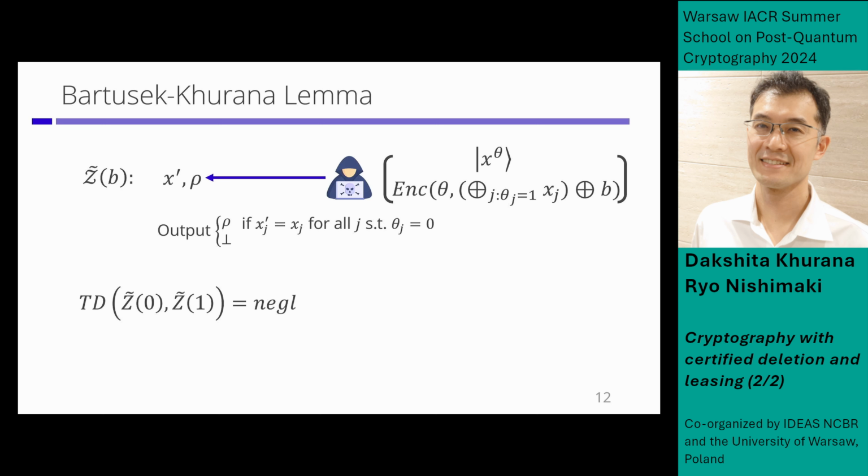The ciphertext consists of the BB84 state and the encryption of θ and the masked plaintext. And we check the certificate for the computational basis part and the trace distance of the two experiments.